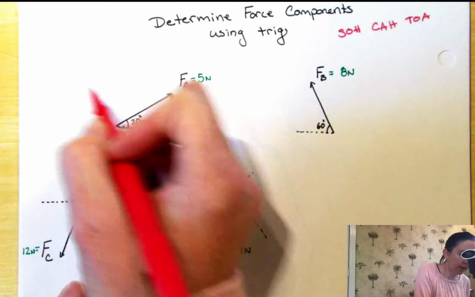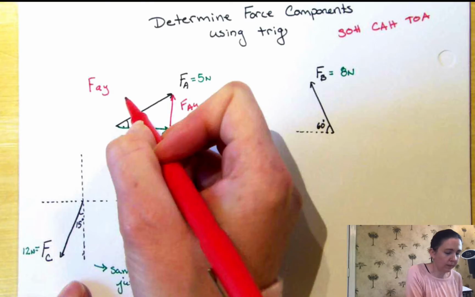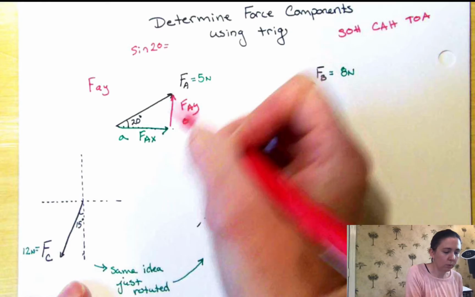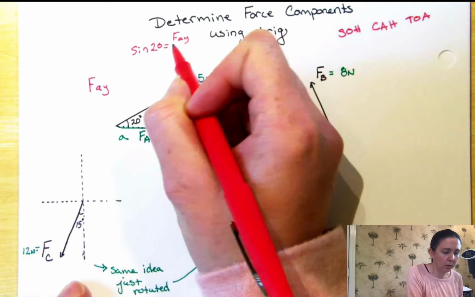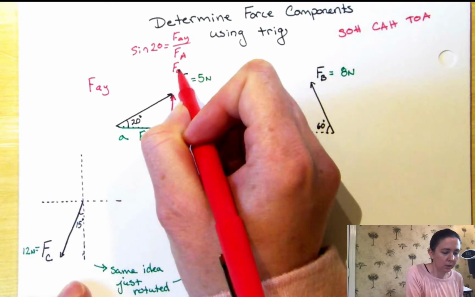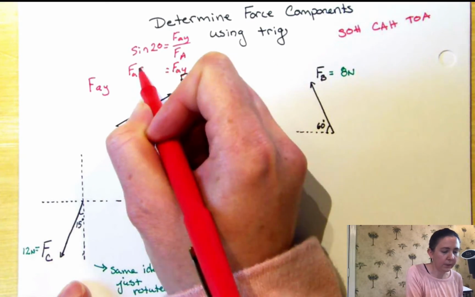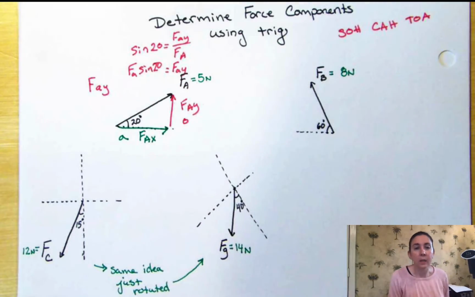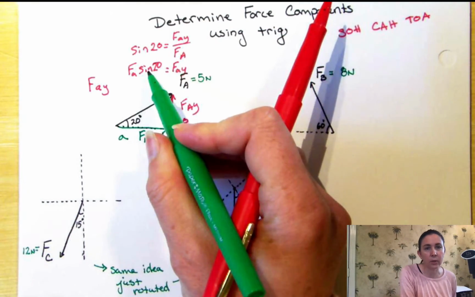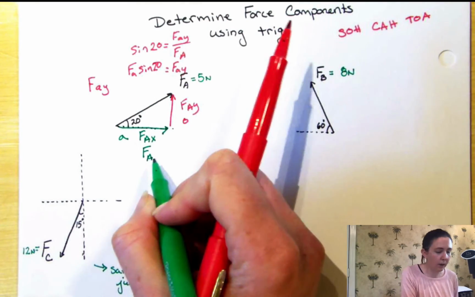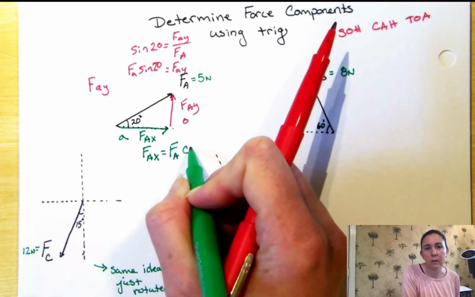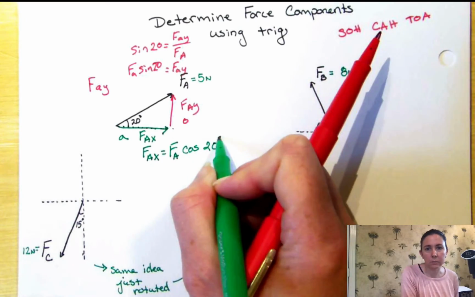So FAY, to find that, we're going to take the sine of 20 degrees equals the opposite over the hypotenuse, which is FA. So FAY is going to be equal to FA sine 20. To find FAX, the adjacent side, it's automatically a switch, a sine for a cosine. You can go ahead and just write that now. FAX is the force A times the cosine of 20 degrees.